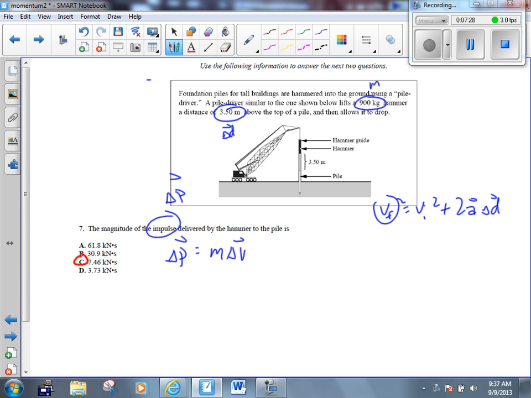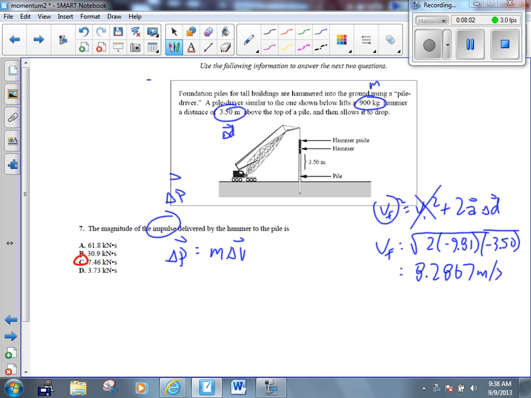Now, in the end, because they're asking us for the magnitude of the impulse, you would have gotten the same answer either way. It's not a huge deal, but I just want to make sure that everybody's understanding it properly, even if they did get the right answer. So we're going to say VF is equal to the square root of VI squared, that's 0, right, because it falls from rest, plus 2 times negative 9.81 times the displacement of negative 3.50. What do we get for VF there? 8.2867 meters per second.